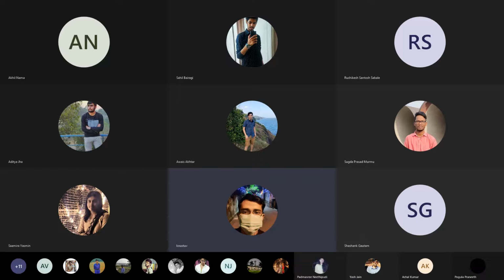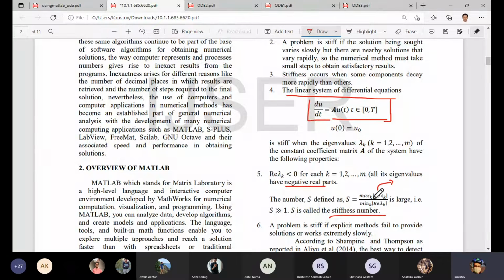The ratio between the maximum and the minimum value of the roots, if that is much greater than 1, then we consider that problem to be very stiff. Whether 10 is much greater than 1 or 10,000, we have to consider. Of course, 10,000 is much more, so it is more or less accepted that if this ratio, this value of S, is of the order of 10,000 or 1 million, then we consider that a very stiff problem.